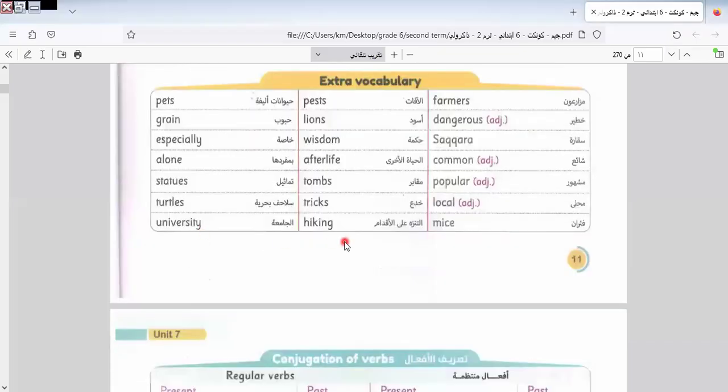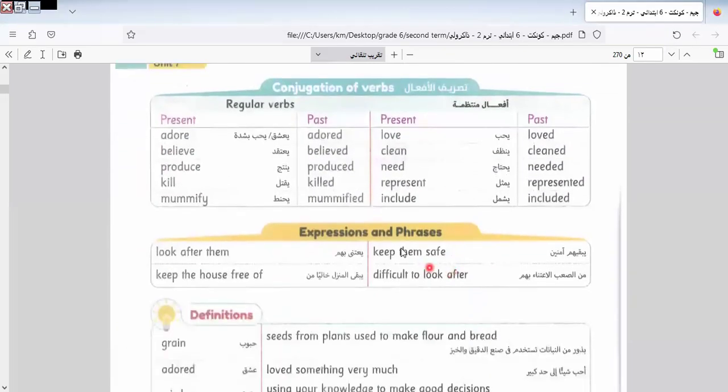Here we have university, hiking, and months. Let's go to another one here. Here we have verbs with ed added to the verb. Like what? Adored. Adored means love very much, can't live without this one. Adored, loved, cleaned, believed, produced, needed, represented, included.